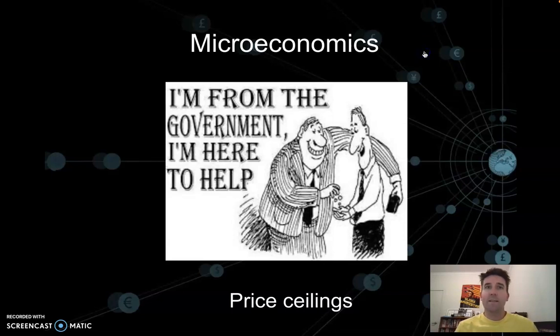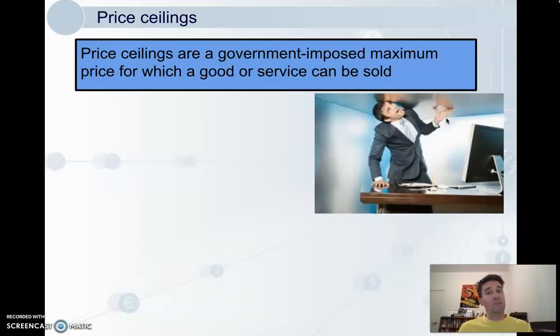Okay, hello everyone. This is a lesson on price ceilings. This is a portion of our microeconomics section of the course. So we're going to start with a definition. Price ceilings are a government imposed maximum price for which a good or service can be sold.